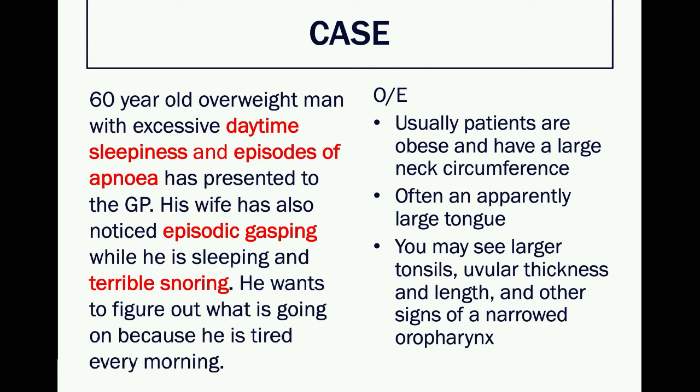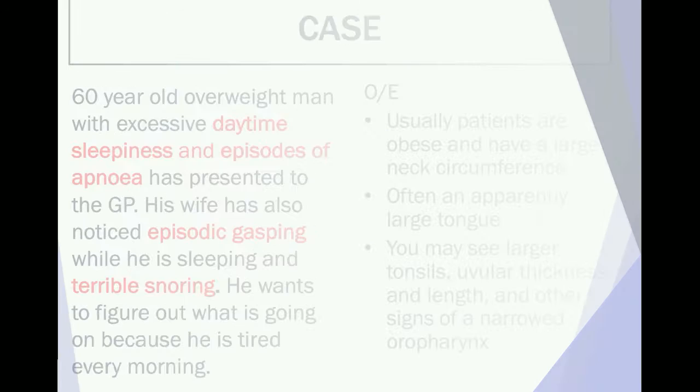On examination, this patient is obese and has a large neck circumference. Other things that you tend to see are an apparently large tongue. In some cases you may see larger tonsils, uvular thickness, and signs of a narrowed oropharynx, because that's the real cause of obstructive sleep apnea.